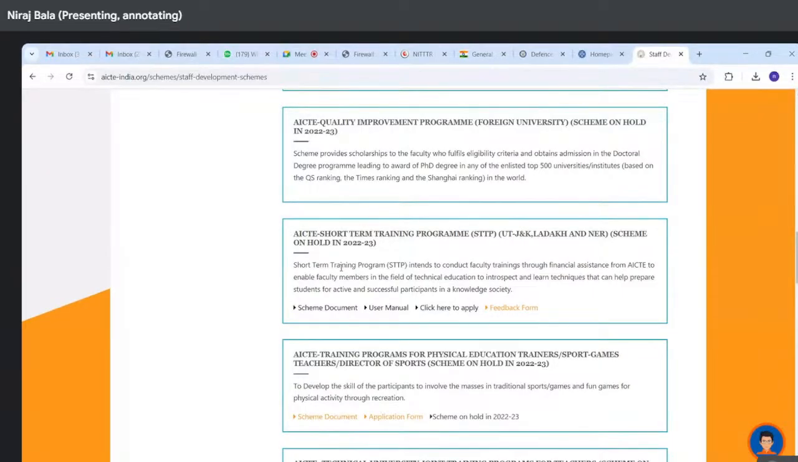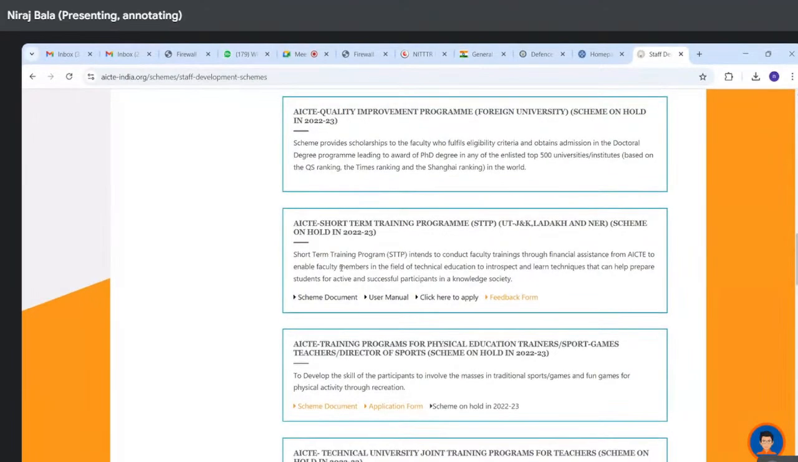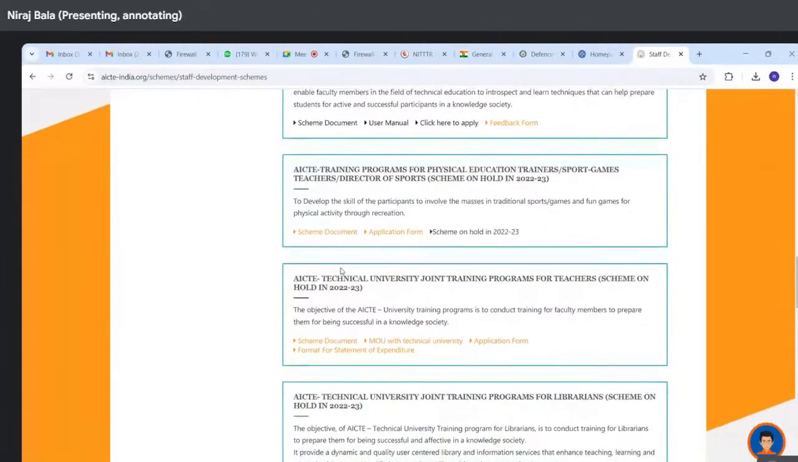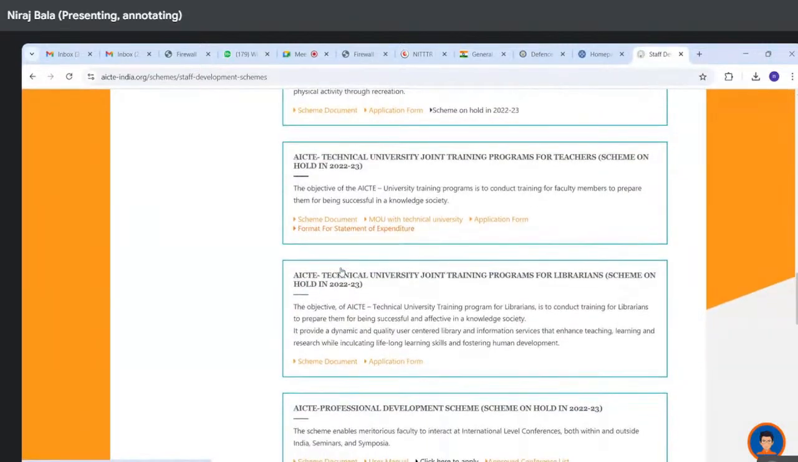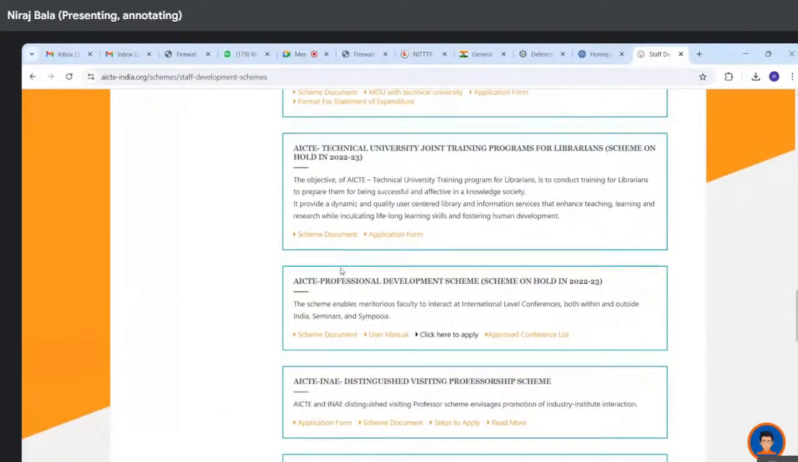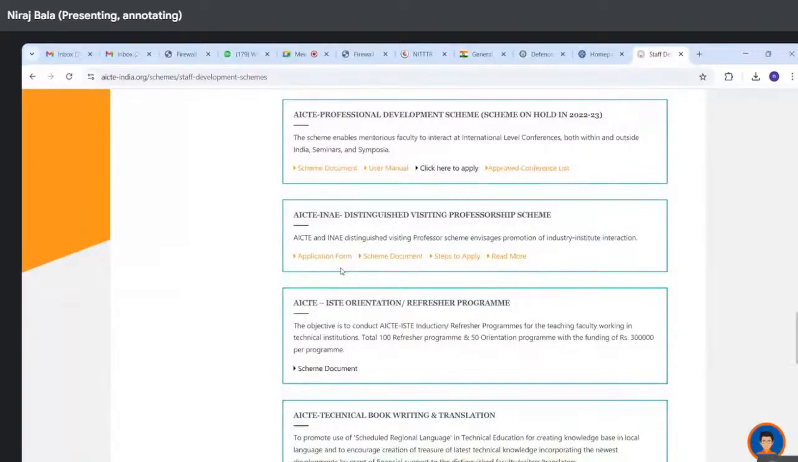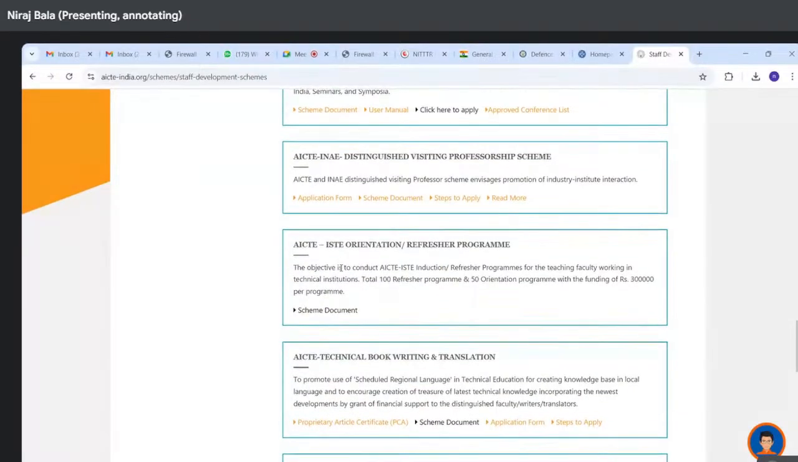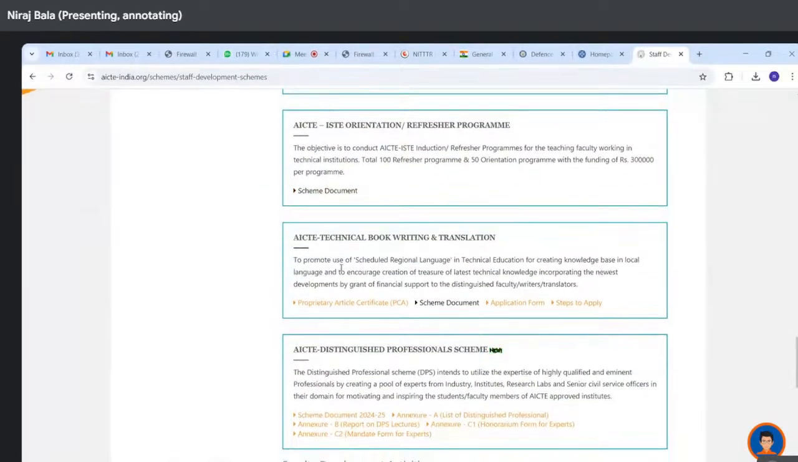Similarly, if you also want to conduct a short-term training program, especially in Jammu Kashmir, for faculty who are from Jammu Kashmir, Ladakh and other eastern states, then some grant is given for conducting the short-term training program also. Then there is the technical university joint training program for teachers. Then we have the professional development scheme, distinguished visiting professor scheme, orientation. So a number of schemes are there.